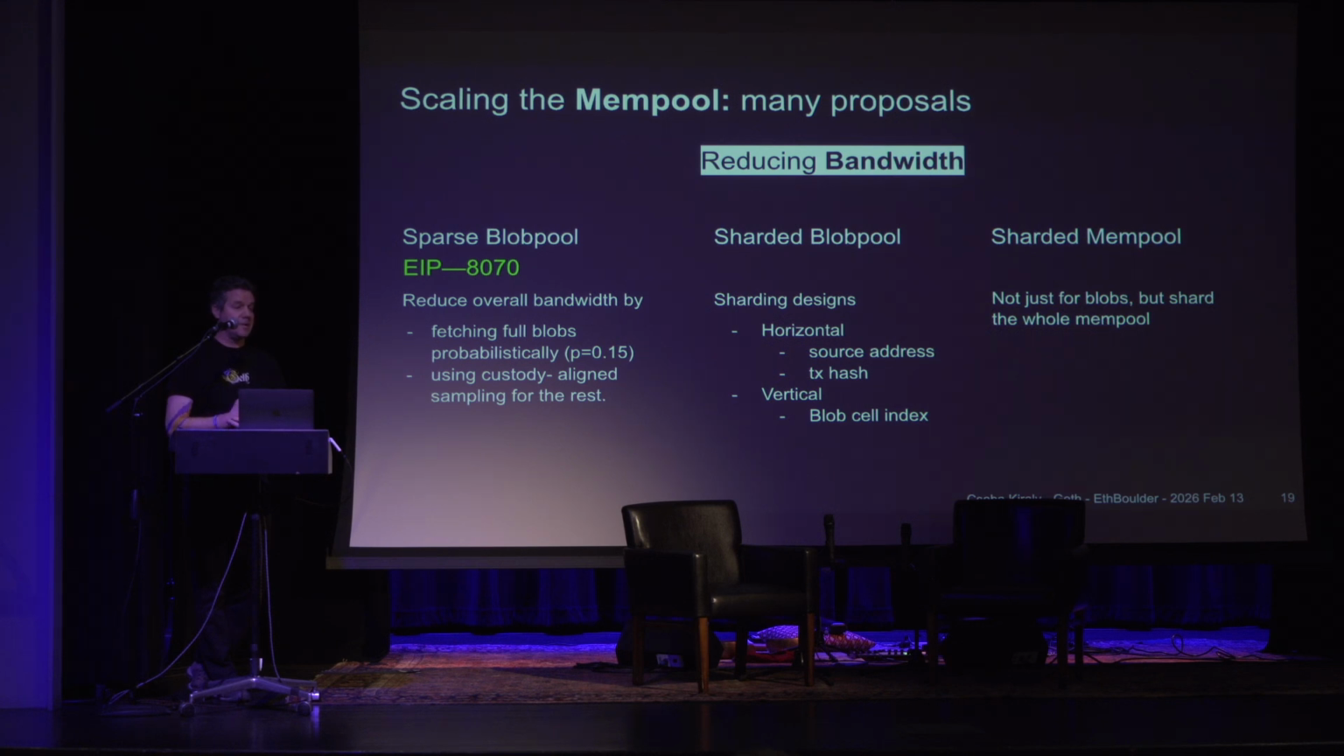For reducing the bandwidth, we have the Sparse Blobpool proposal, which is already in an EIP, which is reducing the overall bandwidth in the mempool. So it's kind of a combination of two techniques. One of them is probabilistically fetching only some of them. So only part of the network, 1/6 of the network, will have the full blobs. And then you have also the other kind of technique, where the other nodes are taking only part of the blobs. So only the cells that they need.